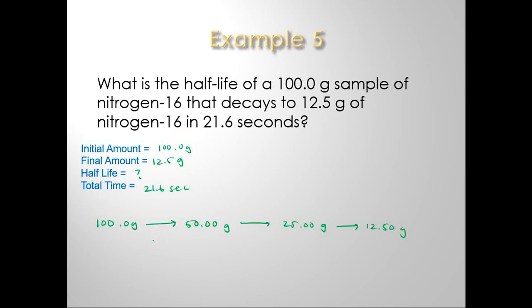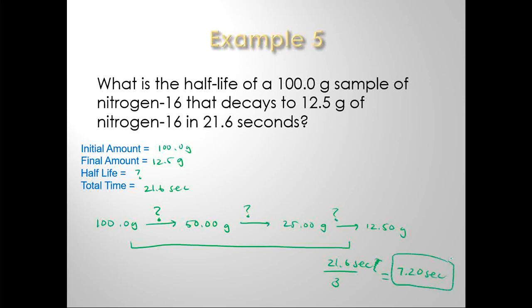So this is saying that from here to here, it took a total of 21.6 seconds. Well, I want to know just one of these half-lives. So how do I figure that out? 21.6 divided by 3 is correct. So we have 7.20 seconds as our half-life.